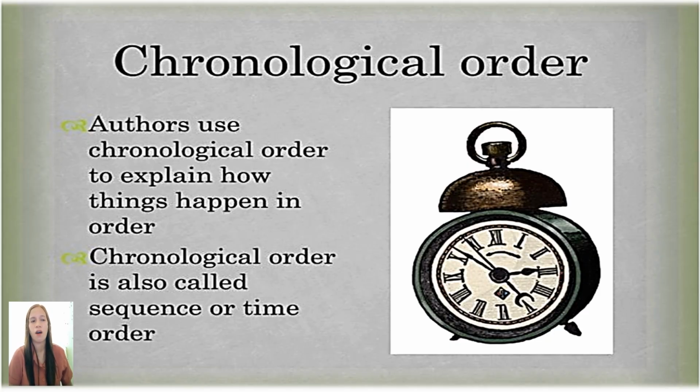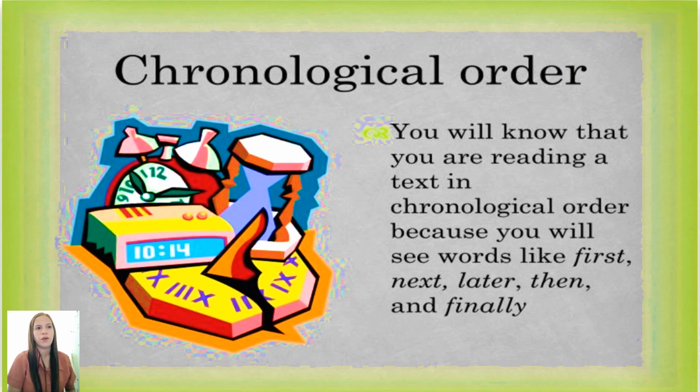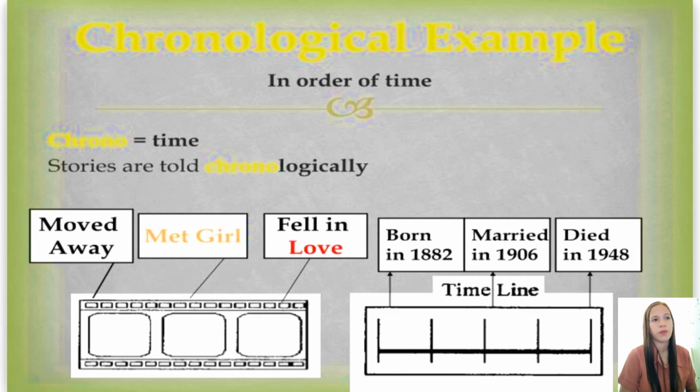So sometimes the author uses a chronological order to explain how things happen in order. Chronological order is also called sequence or time order. You will know that you are reading a text in chronological order because you will see words like first, next, later, then, and finally. In the given example, we have in order of time. So chrono means time, and stories are told chronologically.